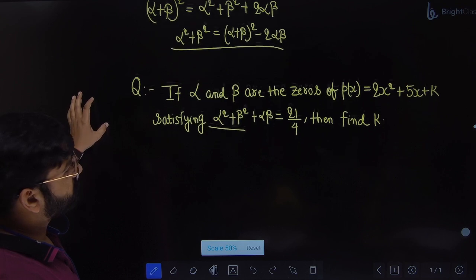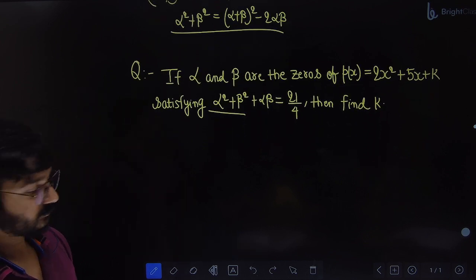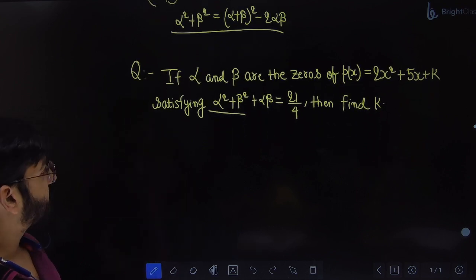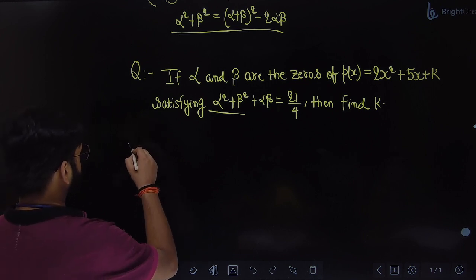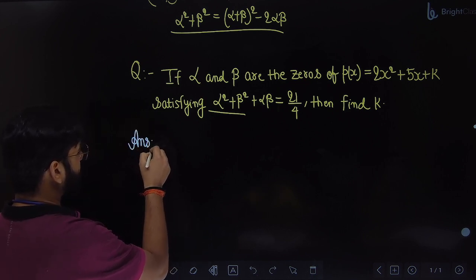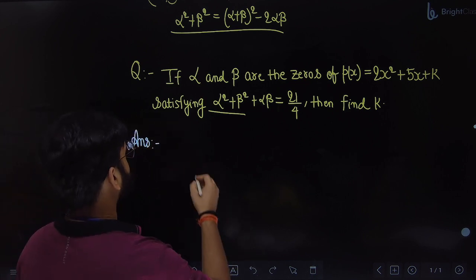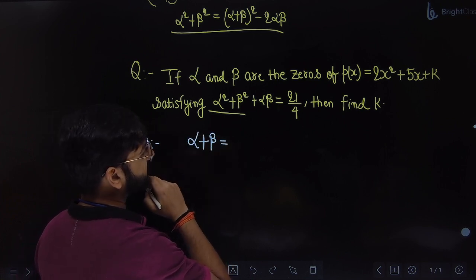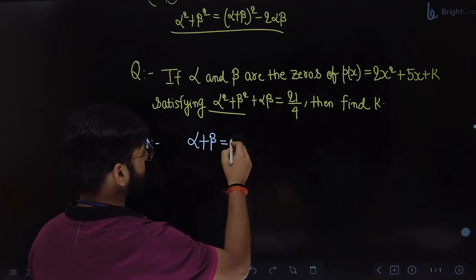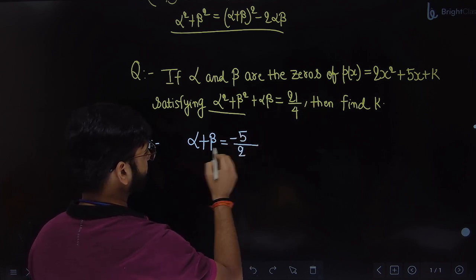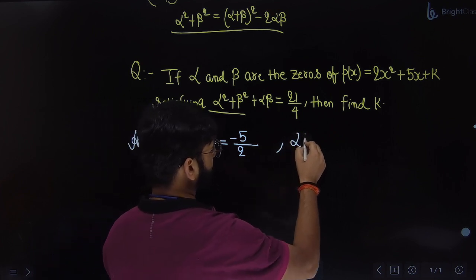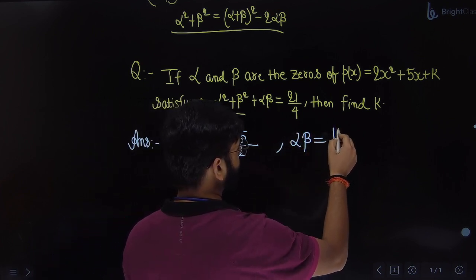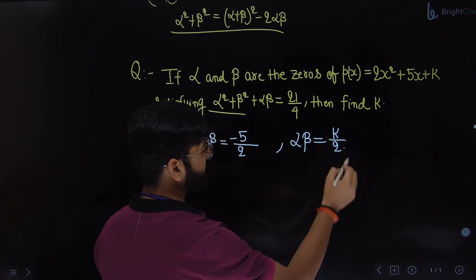K the value is 2. A value is 2. Students who are stuck can see on the board. I'm solving. So sum of roots is minus coefficient of x divided by coefficient of x square. What is coefficient of x? 5. So minus coefficient of x divided by coefficient of x square. Product of roots is constant by coefficient of x square.